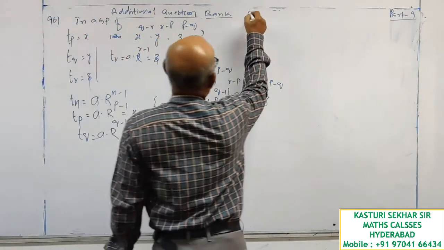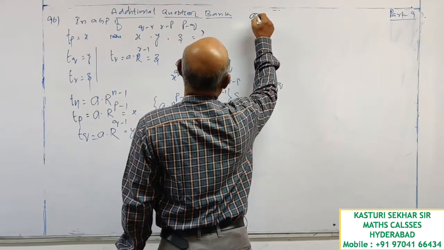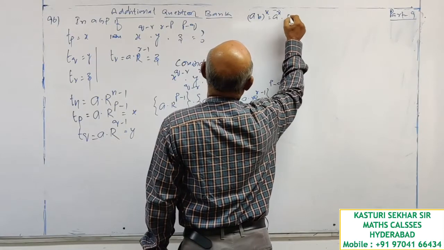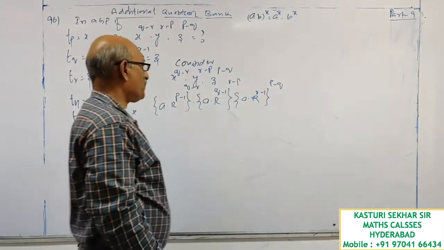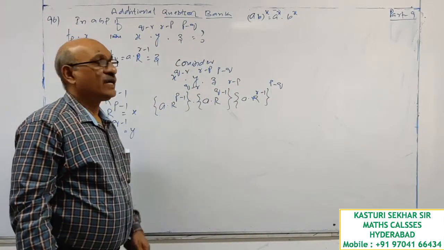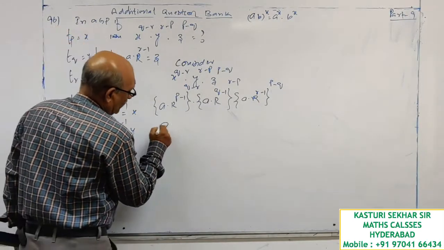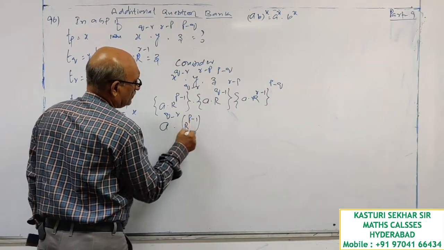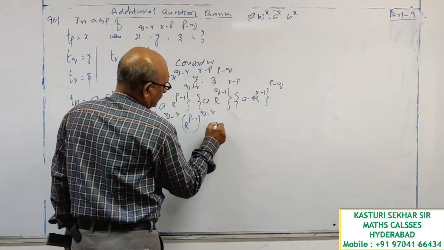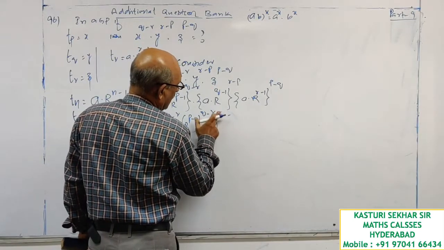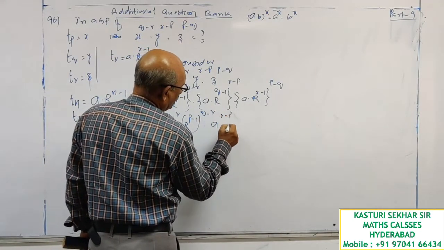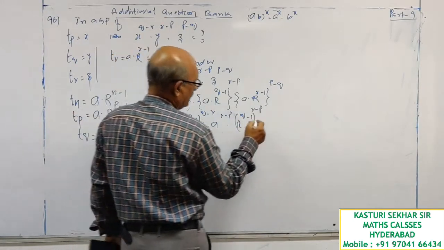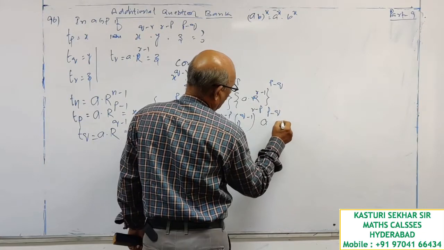Now, each term is of the type ab whole to the power x. It can be written as a power x into b power x. So it is written as a to the power q minus r, a to the power r minus p, a to the power p minus q, and r to the power p minus 1 whole power q minus r, r to the power q minus 1 whole power r minus p.